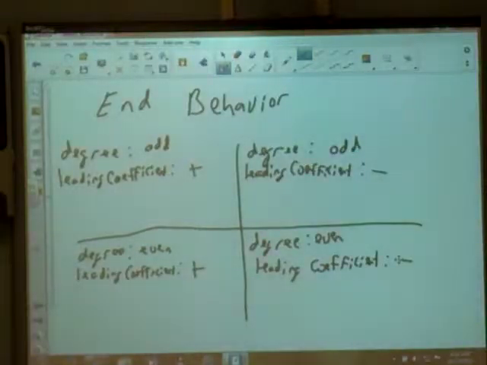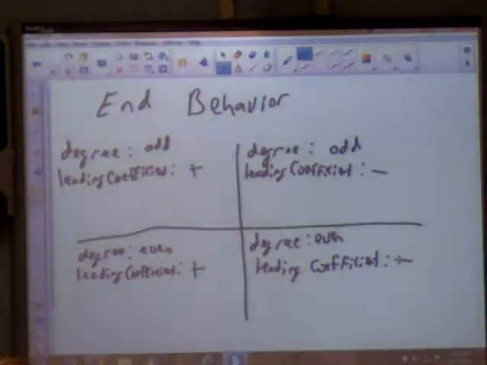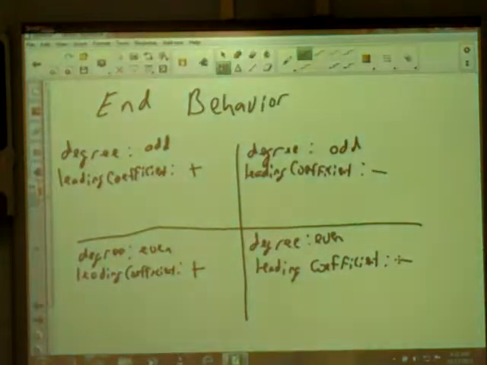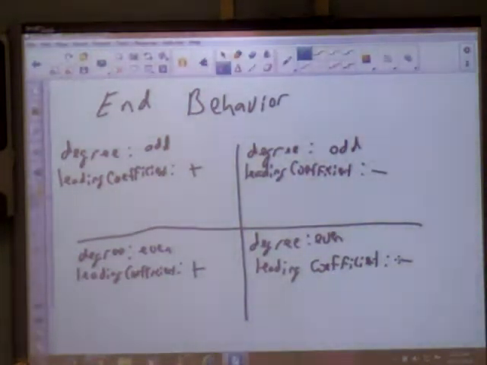On the top of our chart, we've got where our degree is odd. So our highest power could be a 1, a 3, a 5, a 7, some odd number. Then on the bottom, our degree is even, so our highest power could be a 2, a 4, 6, 8, some even number. That's what we're looking at. We're going to fill in a lot more stuff there.